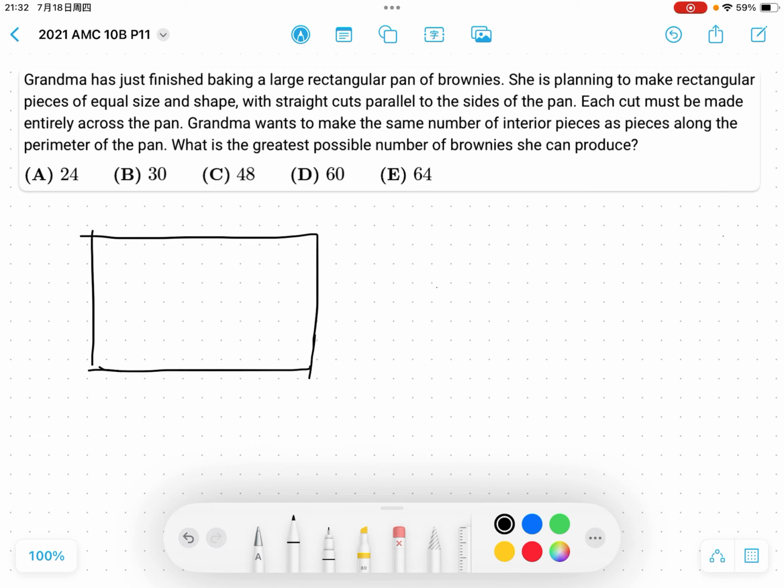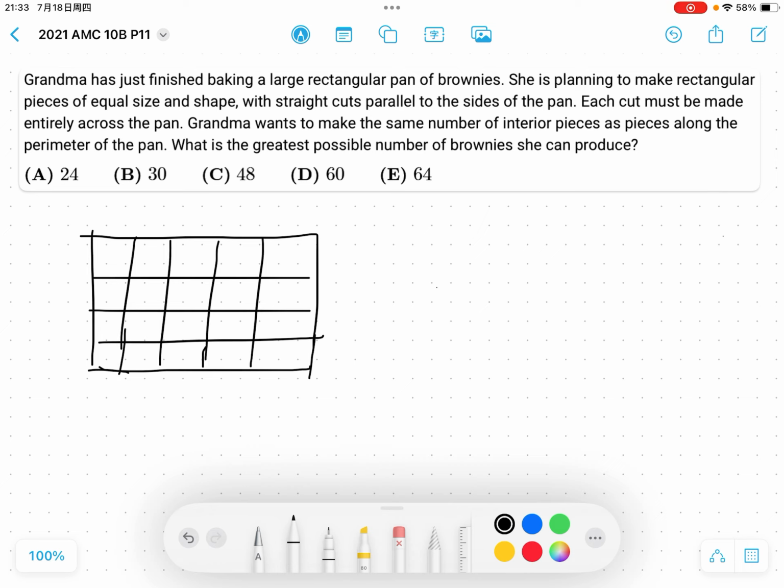So let's draw the rectangular pan. Each cut must be made entirely across the pan, and the cuts are parallel to the sides of the pan. So let's draw the cuts. Now, the problem we want to solve is what's the greatest number of brownies you can produce? The number of interior pieces of brownies is equal to the pieces along the perimeter of the pan.